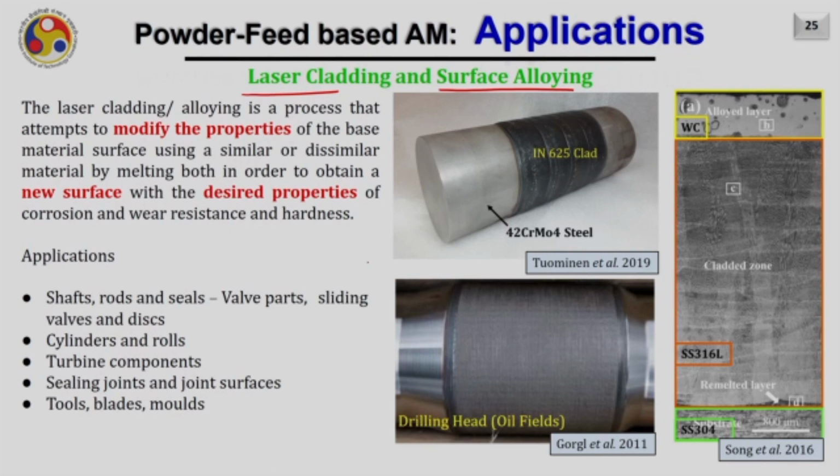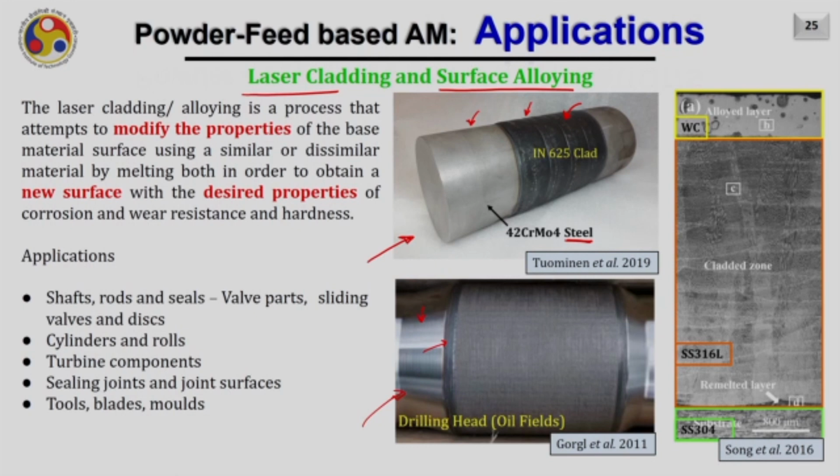As you can see here, the base material is steel and on top of this cylindrical surface Inconel 625 cladding has been done. Now, this cladding layer will protect the base from wear as well as increase its hardness. This is another example, a drilling head for the oil field, where you can see the cladded layer on top of the base surface.